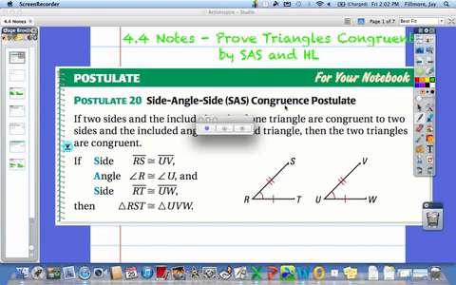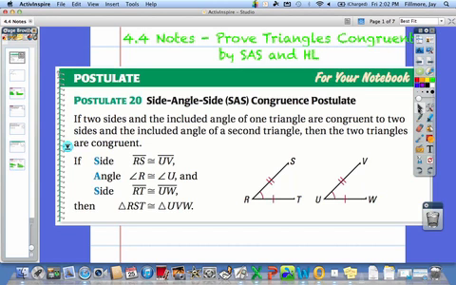Ladies and gentlemen, today we're talking about section 4.4, which is proving triangles congruent by two shortcuts. We talked about side, side, side in section 3. Now we're going to talk about side, angle, side, and the hypotenuse-leg shortcuts.